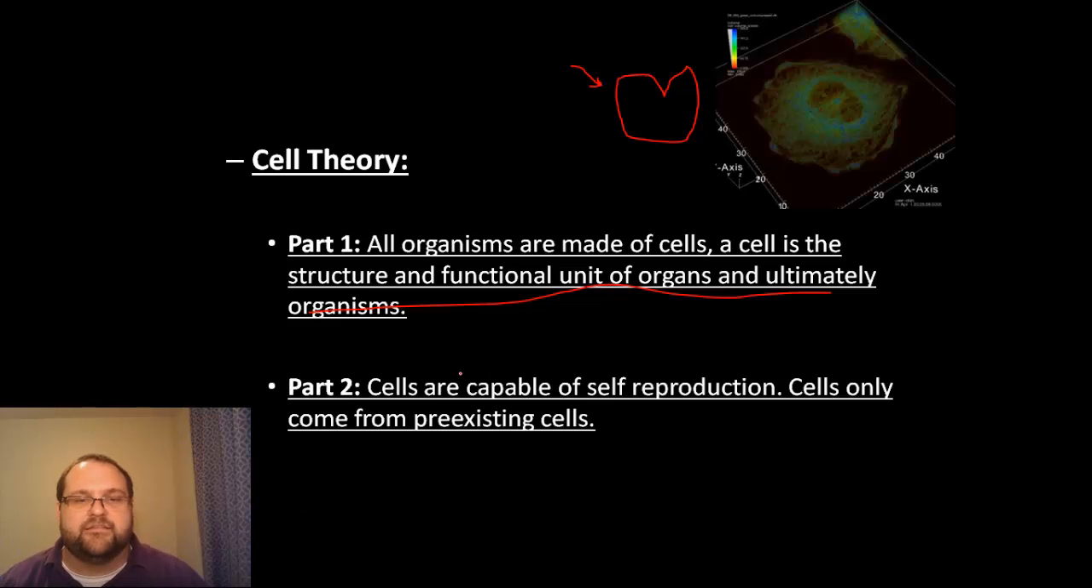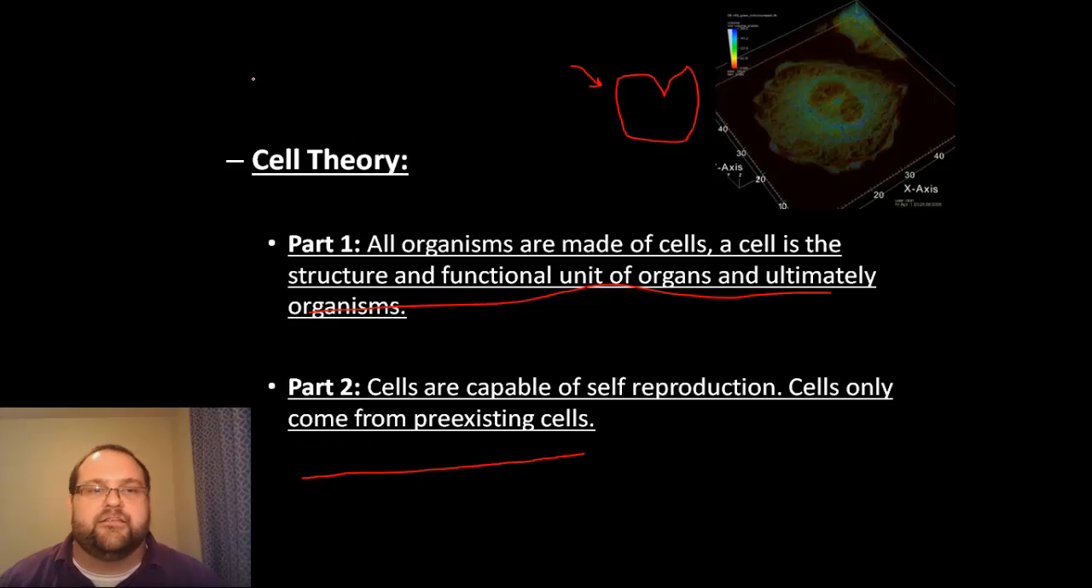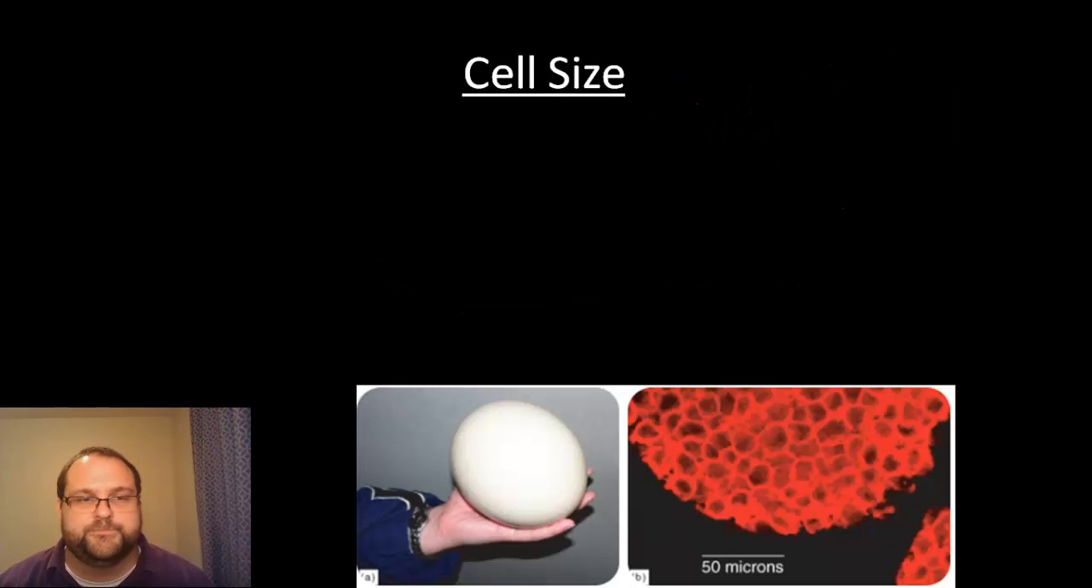And the second part is this. Cells are capable of self-reproduction, and cells only come from pre-existing cells. There was a time back in the day when they believed in what's called the spontaneous generation of life, that life spontaneously generated out of nothing, and a bunch of scientists did a bunch of work to disprove that, and now we no longer believe in that spontaneous generation model. We know that cells have to come from other cells.